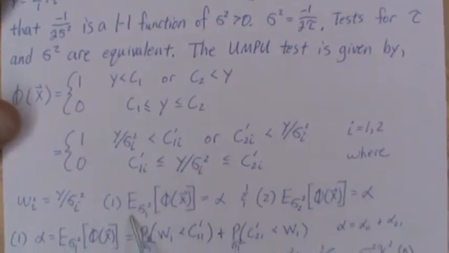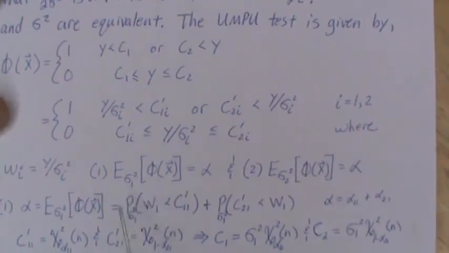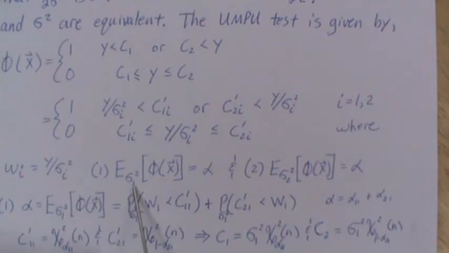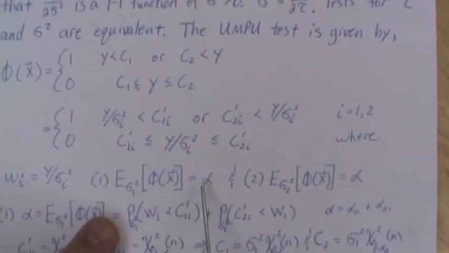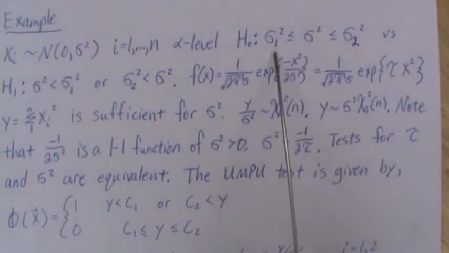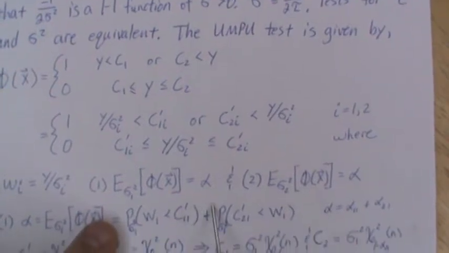Now C1 and C2 are derived by this equation. So we're going to let Wi in the development below be just y divided by sigma i squared. So W1 would be y divided by sigma 1 squared. And to determine these constants, we have two equations. So the expected value of the test function, assuming sigma 1 squared is the true value, is equal to alpha. And we get sigma 1 squared because of this.